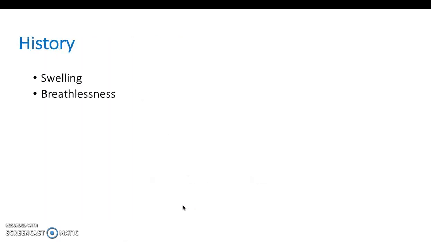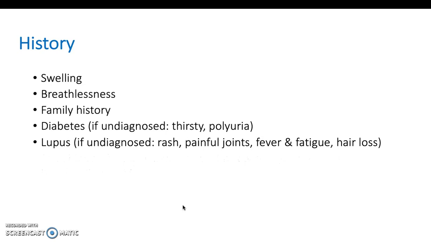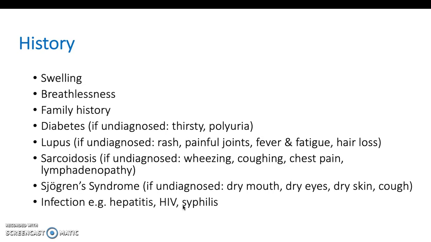Okay, so some things you want to ask about, and it's mainly trying to find an underlying cause, because as I've said, you want to rule out secondary glomerulonephrosis before thinking about primary, because secondary is a lot more common, it's easier to distinguish, whereas primary you need a biopsy. So yeah, you want to find the underlying cause. So diabetes, glomerulosclerosis is very common, and if it's undiagnosed, I put some things you want to ask about to try and find out whether they have it and to diagnose it as well.